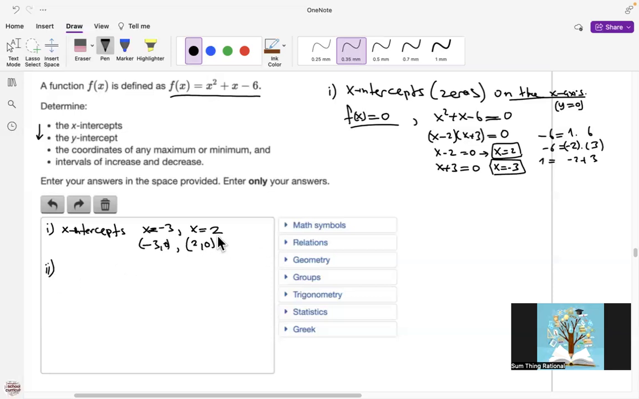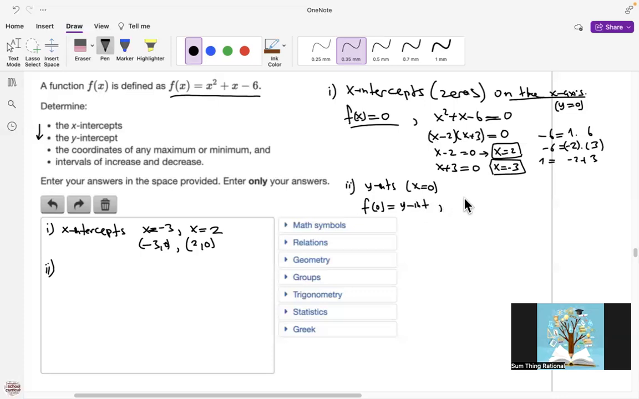So, the y-intercept. As you know, the y-intercept is on the y-axis. Let me write it here. The y-intercept is on the y-axis, which means x will be 0, because the x component of any point on the y-axis is 0. Because of that, for any function, if you want to find the y-intercept, in place of x we need to put 0, which means f of 0 will give me the y-intercept.